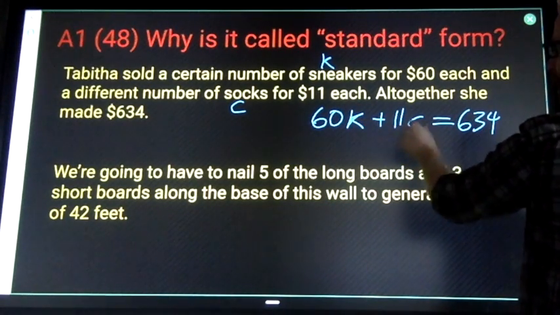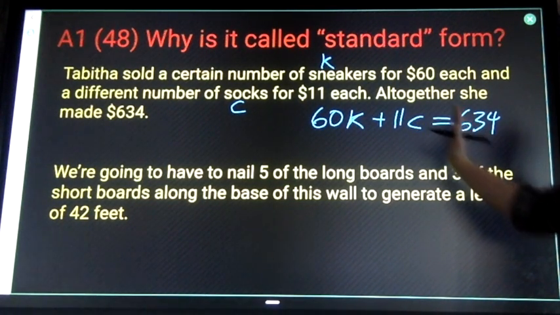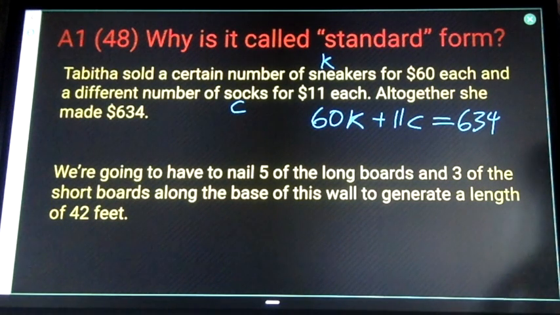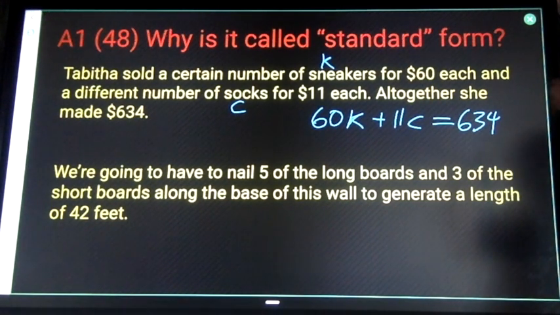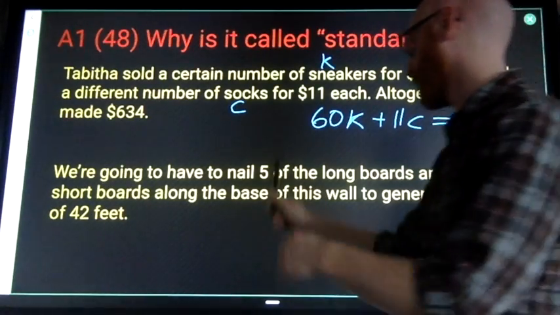Instead of X and Y, we got K and C, but it's the standard form of the linear equation. We have coefficients, we got all our variables on one side, we have a regular number on the other side, but it was just natural to write the situation up this way. All right, standard form.